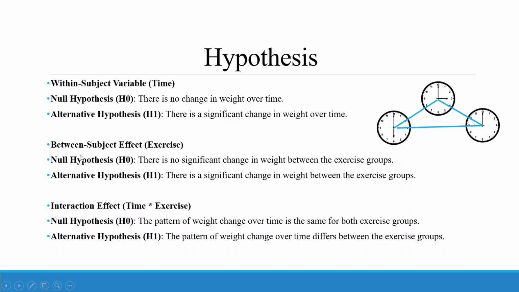Now we will talk about between subject effect, which is exercise. There is no significant change in weight between the exercise groups. The alternative is there is a significant change in weight between the exercise groups. Cycling, swimming. We are comparing the weights. Which is the better exercise?